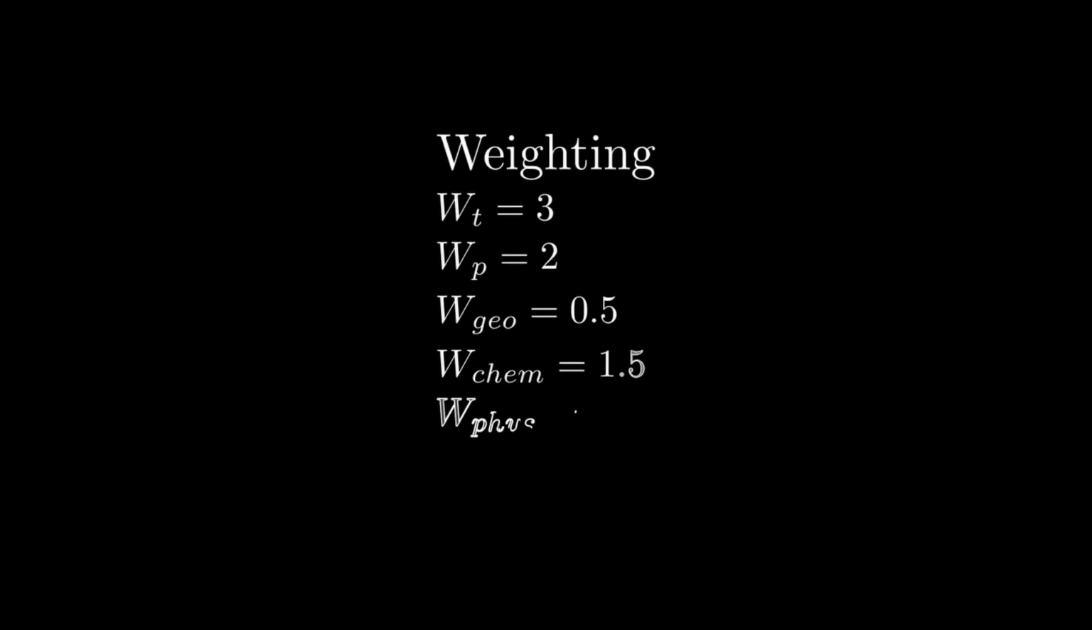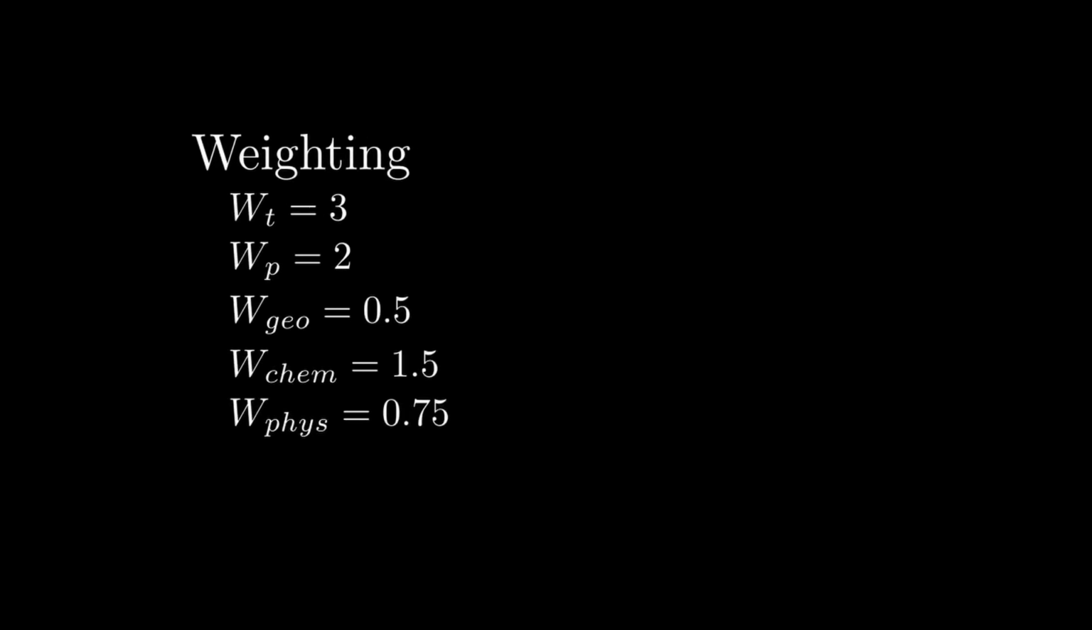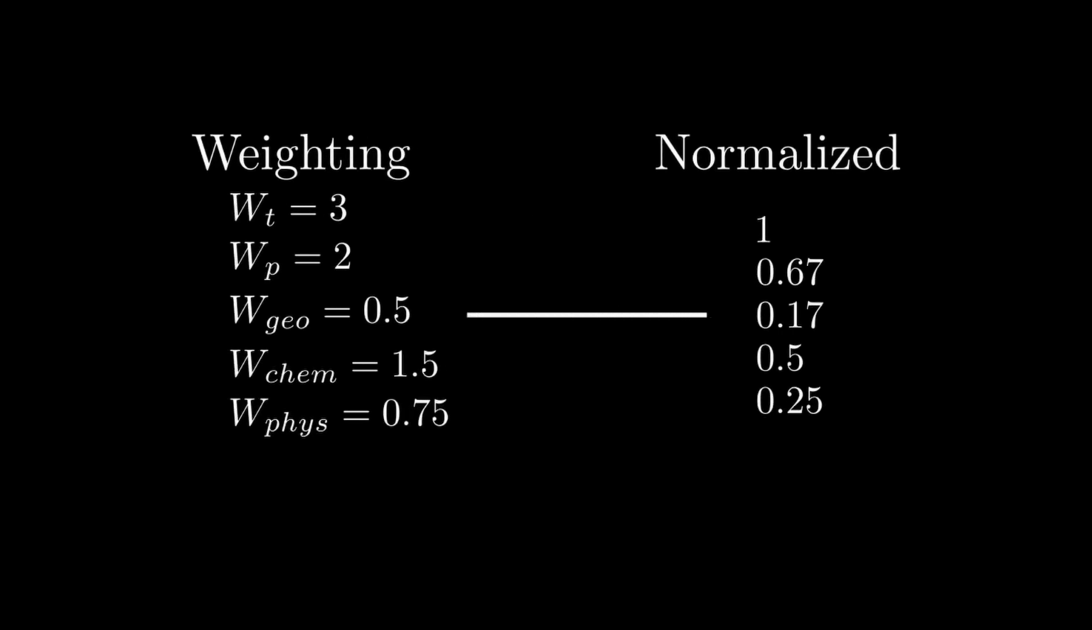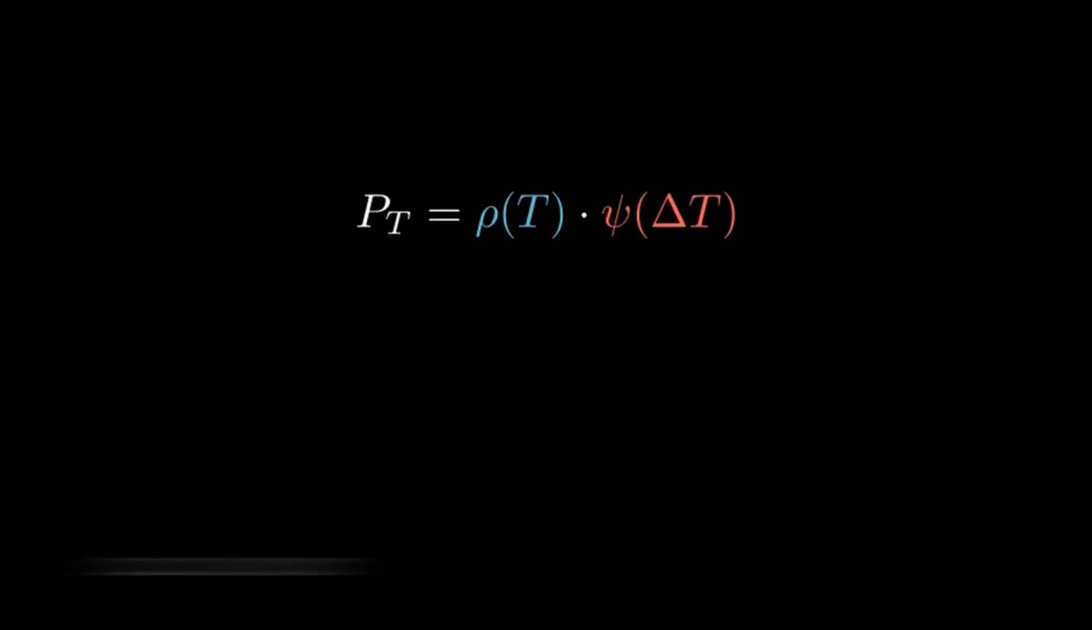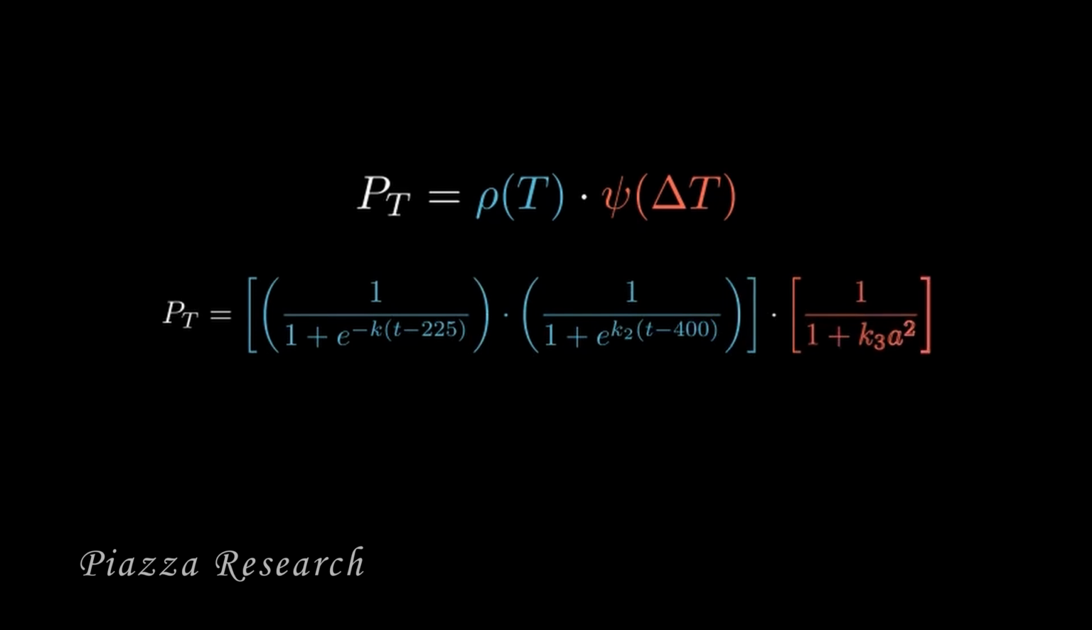Now, all of these penalties have received a weighting and have been normalized based on how impactful they are on life forming. Whereas pressure and temperature are extremely impactful, maybe geological activity is less meaningful when it comes to the likelihood of life forming. But if we narrow in on the temperature, we see that this penalty is computed by rho of t times psi of delta t. That is to say, the temperature range multiplied by the flux penalty.